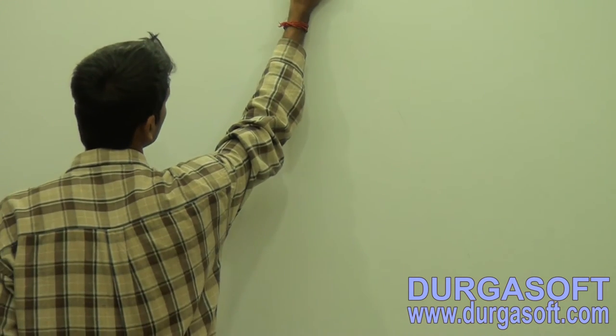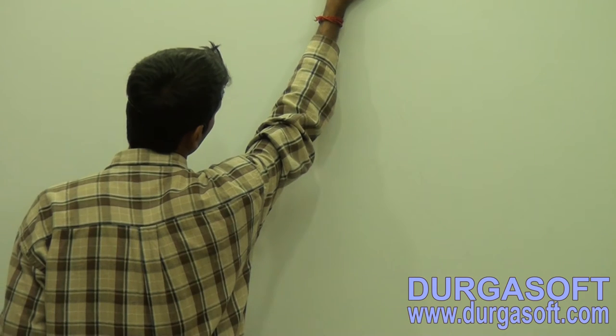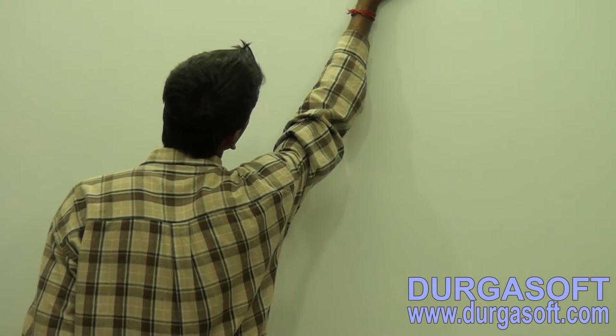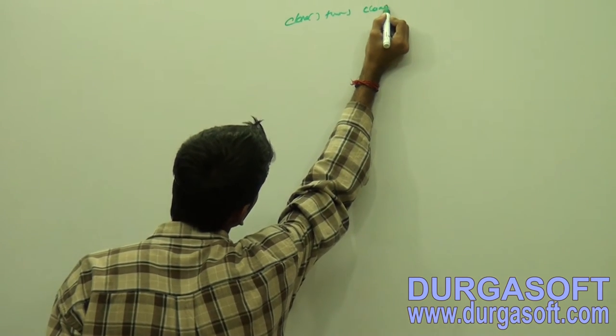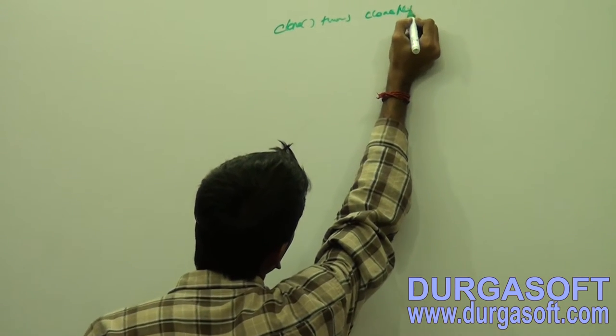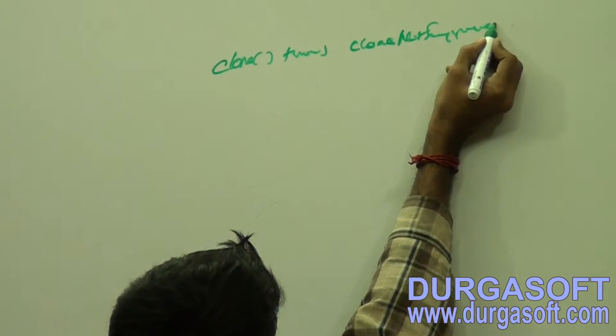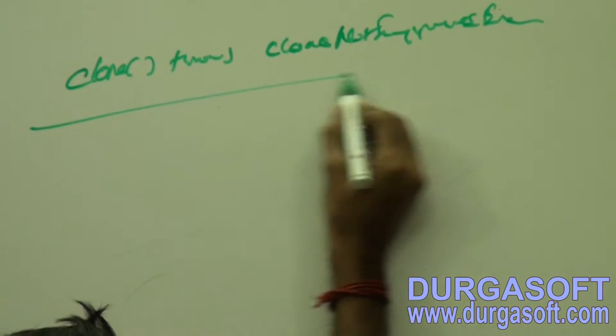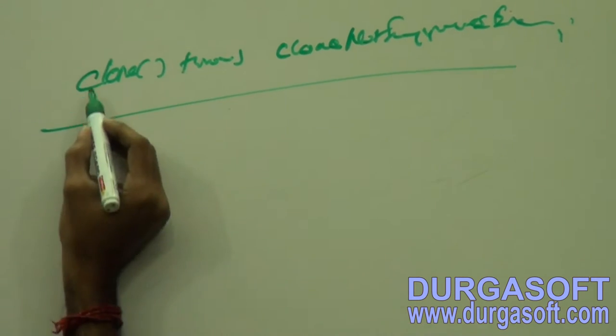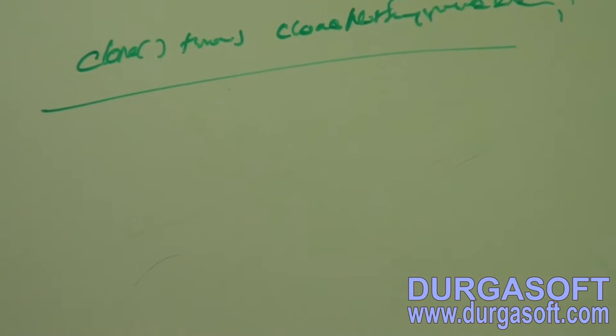Friends, as part of this session, let us understand about the clone method of our Object class. What is that? The clone method of our Object class throws a checked exception, which is CloneNotSupportedException. Now, why do we have to go for this clone method?